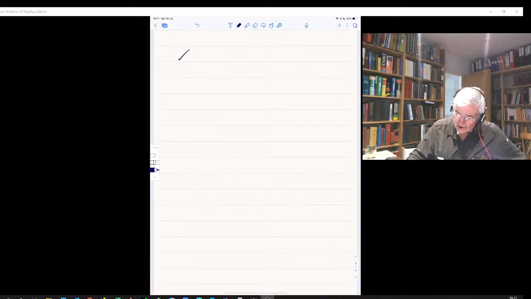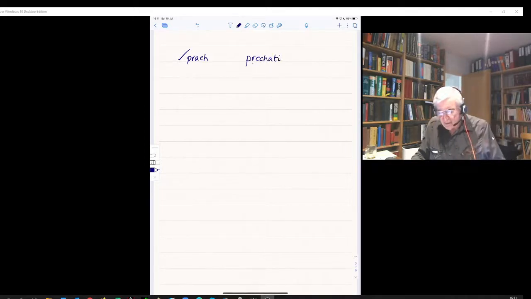Now, the other word in the vocabulary is the root prach, and the present stem is prichati. Again, don't fret about why it changes from prach to prichati. There are rules about that that are actually quite sensible and logical and relatively easy to learn that we will be encountering as we go along. For the moment, just remember prichati, he asks, prichasi, you ask, prichami, I ask.